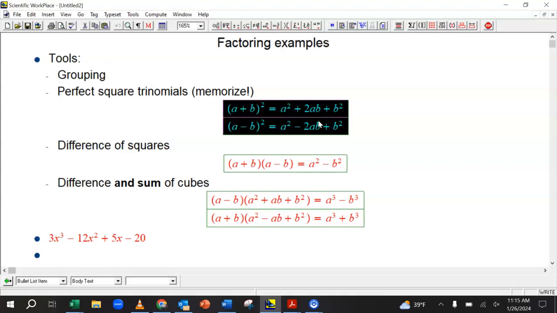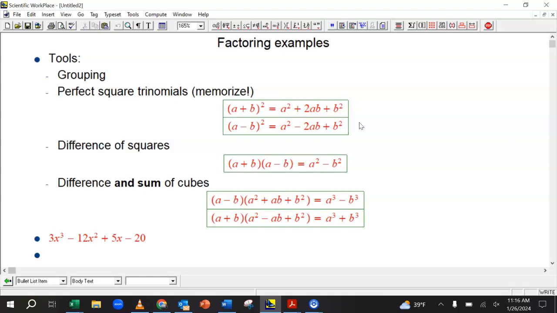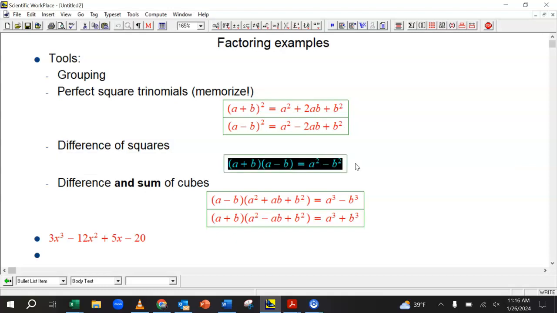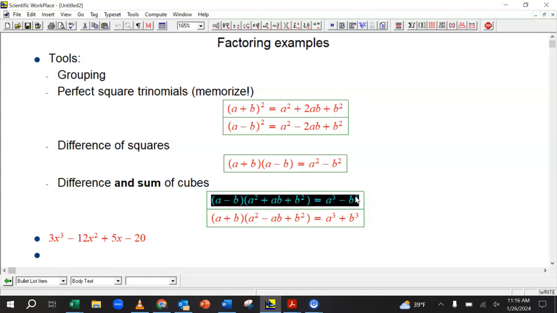Have your perfect square trinomials memorized and be able to recognize those. That's very, very useful. Difference of squares is so powerful. You can get a lot of great stuff out of difference of squares. And difference of cubes is a thing as well. When you have a difference of cubes, it factors in a way that's rather like difference of squares, just a little more complicated. You've got this plus AB.